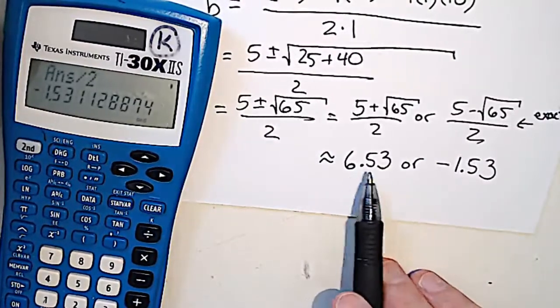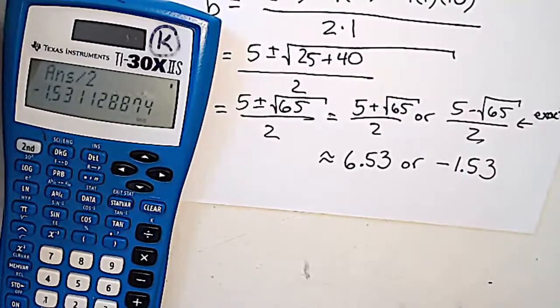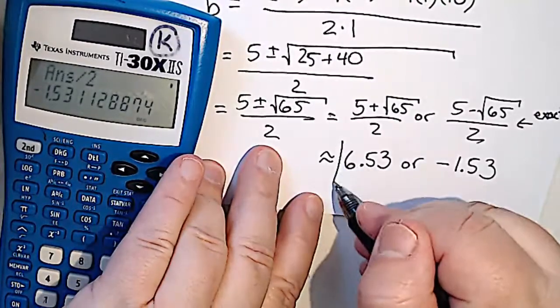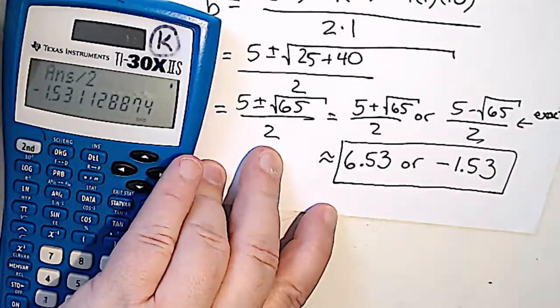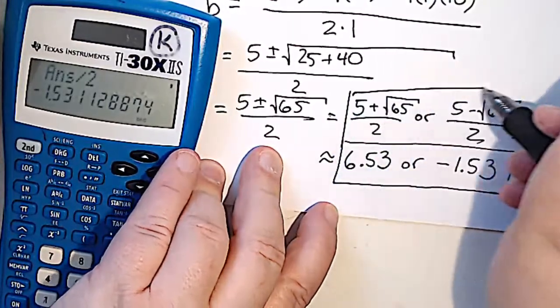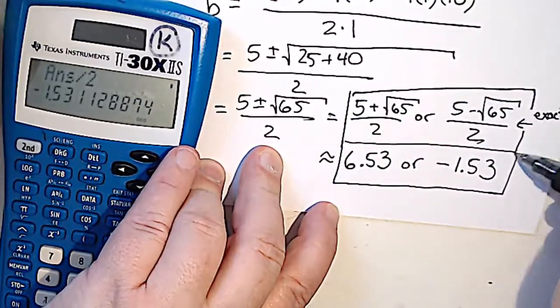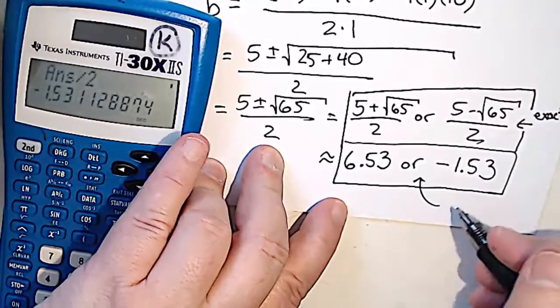In this case, there's one positive and one negative, which is satisfying. But those are the answers. Woohoo. Or those two. Just depends on what answer it asked you for. So these are the approximations.